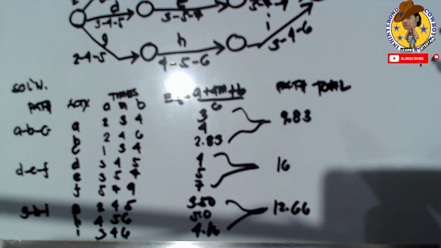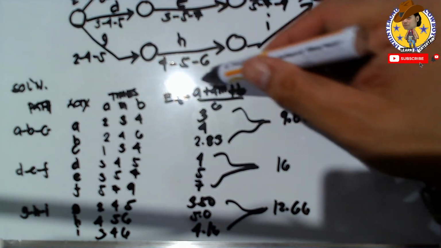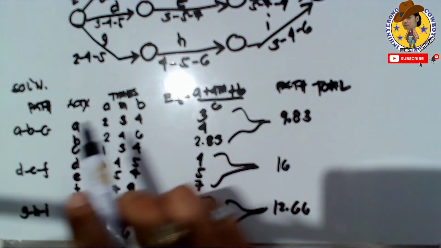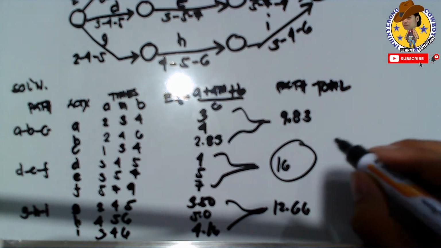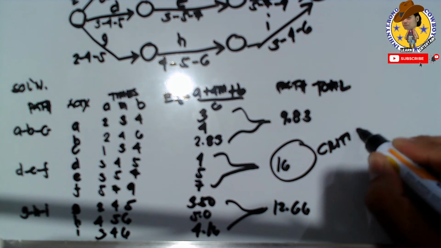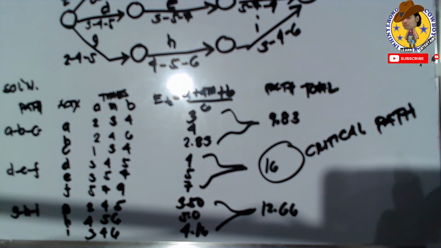So we already computed the expected time per path and per activity. For activity A, the expected time is 3. Then the critical path for this one is 16. This is the critical path, which is the longest path among the project. Next we have to compute the variance for each activity and the variance for each path.